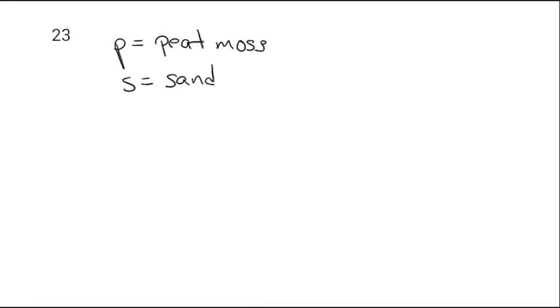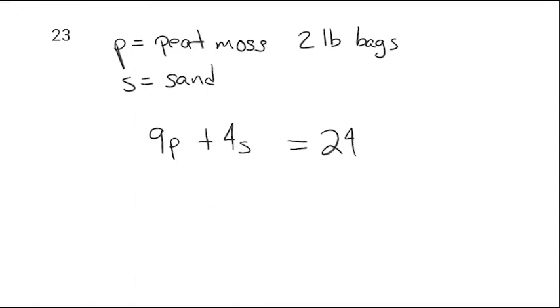You buy the peat moss in bags that weigh 2 pounds. The last time I made 24 pounds of potting soil, I used 9 bags of peat moss and 4 bags of sand. Okay, so I'm going to erase that. That's not quite what I want. Oops. There we go.